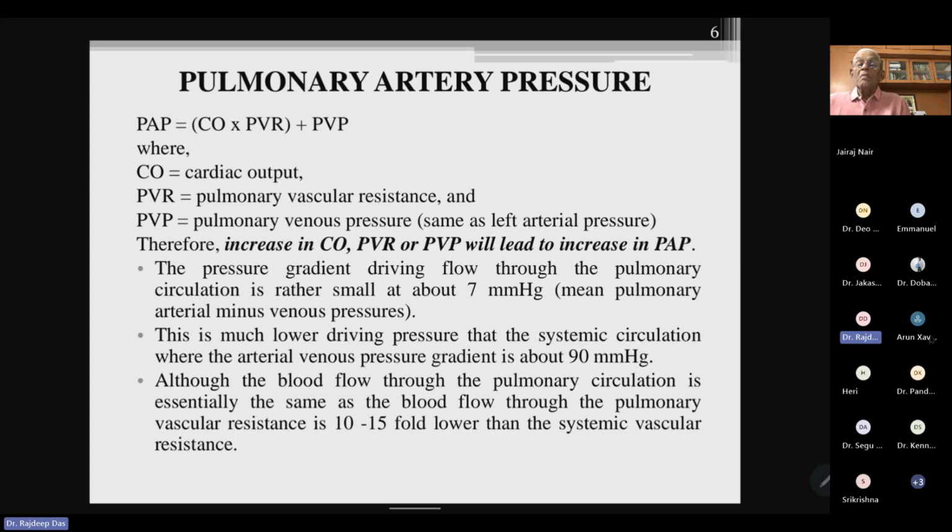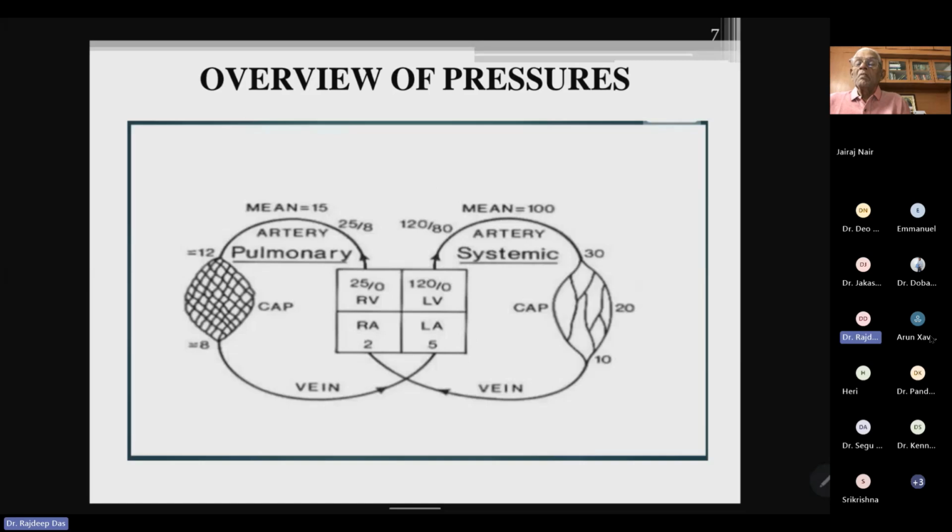Although the blood flow through the pulmonary circulation is essentially the same as the blood flow through the systemic circulation, the pulmonary vascular resistance is much lower, around 10 to 15 fold lower than the systemic vascular resistance. This is an overview of the whole picture, that is, the left side is pulmonary circulation. We can see the pressure differences at the arteriolar end of the capillaries in pulmonary circulation, and the arteriolar and venous end of the capillaries in the systemic circulation.